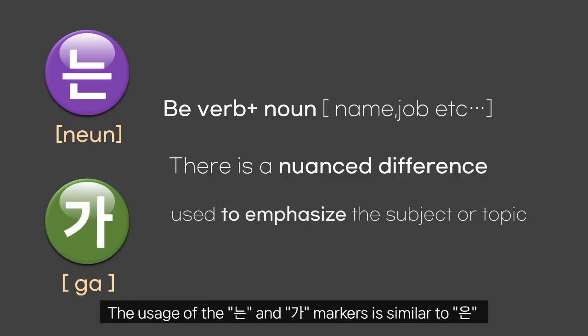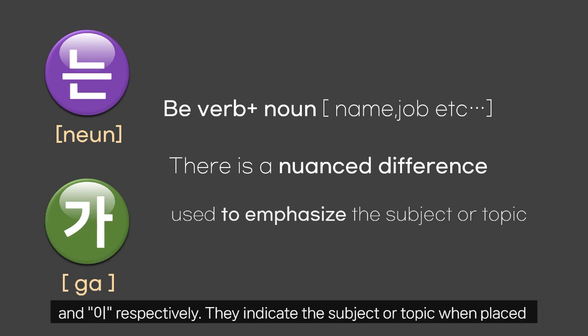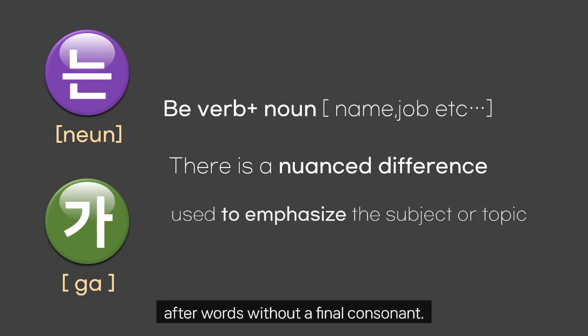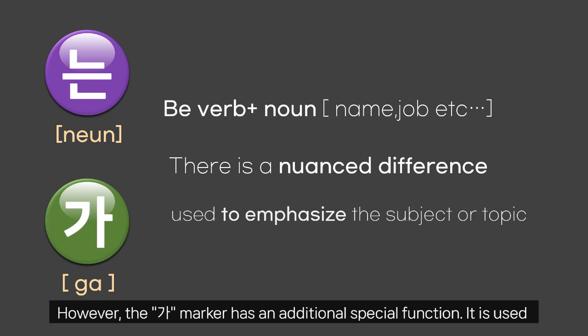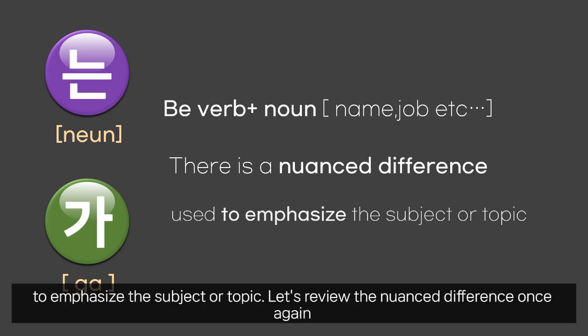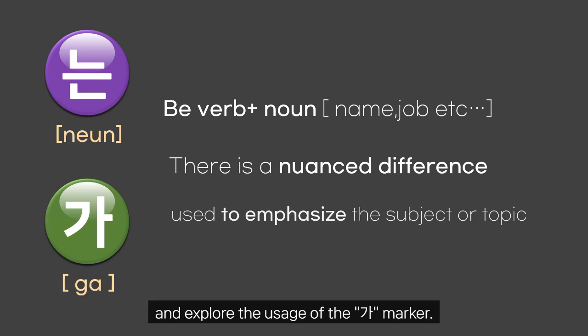The usage of the nun and ga markers is similar to un and e respectively. They indicate the subject or topic when placed after words without a final consonant. However, the ga marker has an additional special function. It is used to emphasize the subject or topic. Let's review the nuance difference once again and explore the usage of the ga marker.